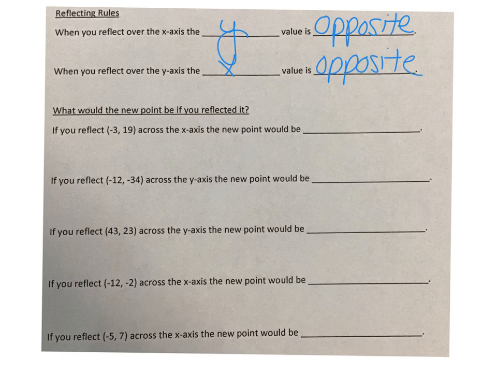So let's do some of these examples. If we reflect (-3, 19) over the x-axis, remember, we said the x value would stay the same, so that's going to be -3 again. And then the opposite of 19, which would be -19. You can do your little picture: (-3, 19) would be up here, reflect over the x, and it would end up down here in quadrant 3. So it would be (-3, -19).